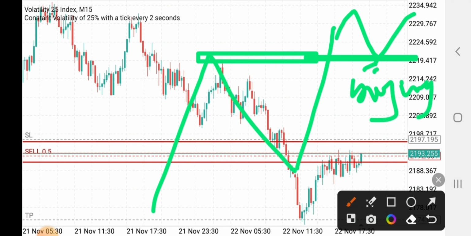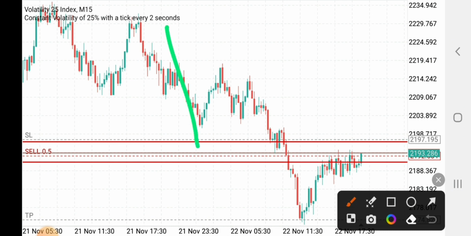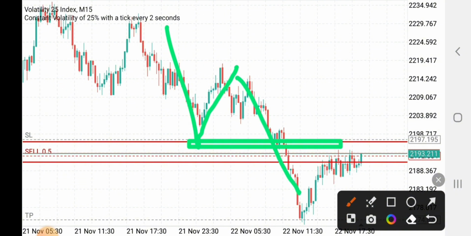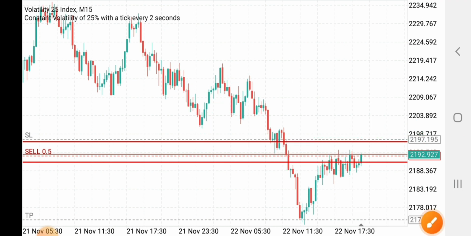As simple as that. The downtrend example is when the price is actually pushing to the downside. You have your structure at this point. Once the price breaks structure to the downside, you simply wait for the price to pull back to this structure, then you sell. So you'll be selling at this point. So this is very simple and easy.